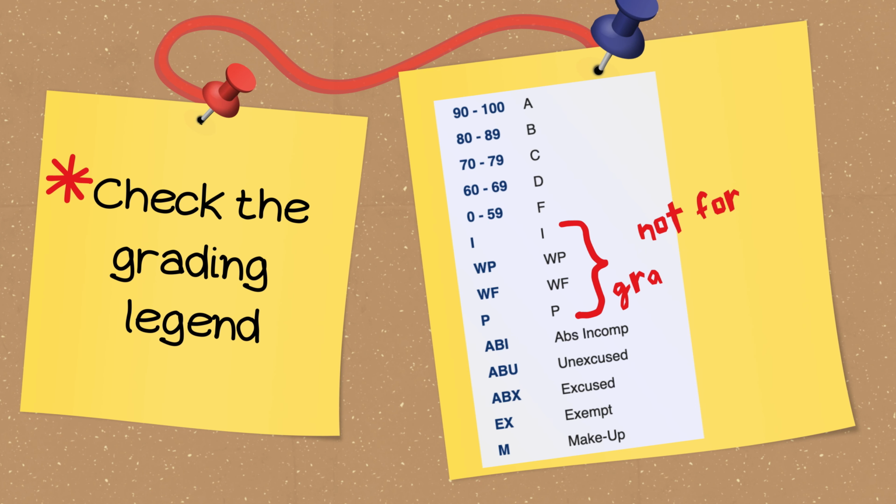As a reminder, before updating missing grades, check the grading legend. Some of the grades are not for gradebook use. However, if a student hasn't turned in or completed an assignment and that's why they have a missing grade, you can use that M to show makeup work. This will allow for accurate gradebook calculations.